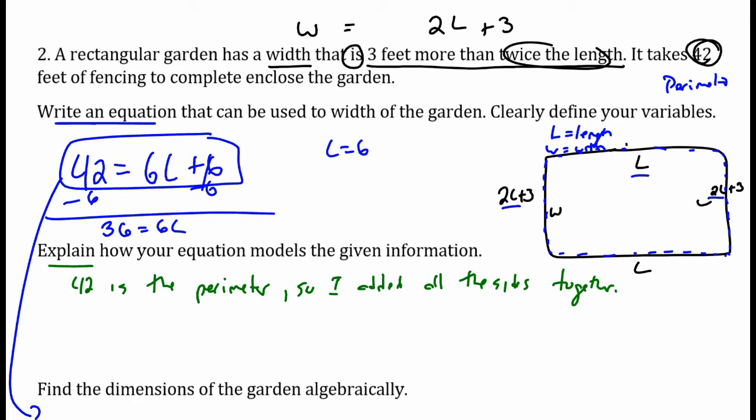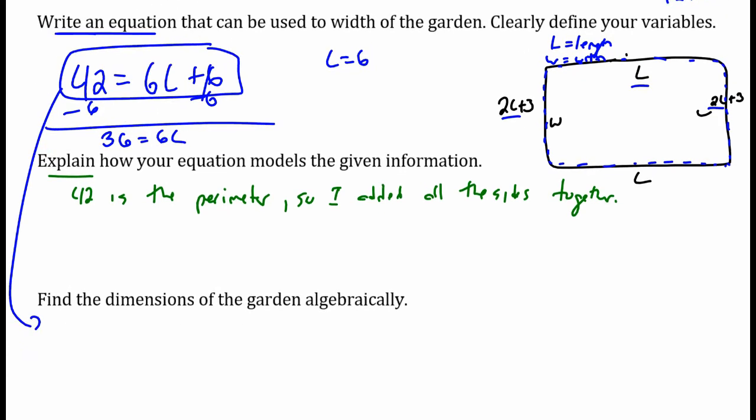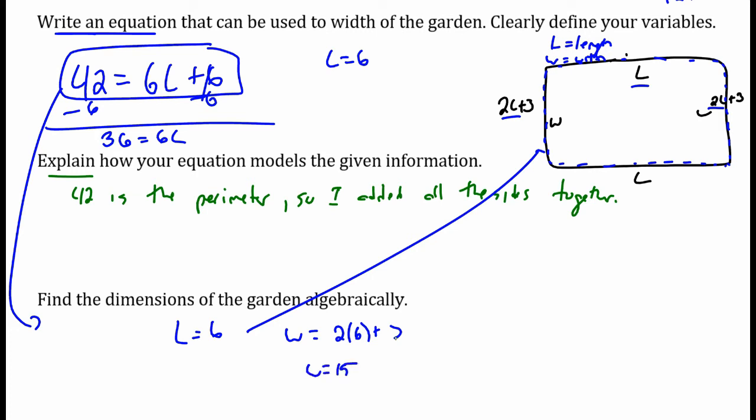Find the dimensions of the garden algebraically. So up here I already solved the equation and got the length equals 6, even though I wasn't supposed to. How do I get the width? Well, the width is 2 times 6 plus 3. I'm going to plug it back in to my garden up there. The width must be 15. So the dimensions are 6 by 15. That's the dimensions for my garden.